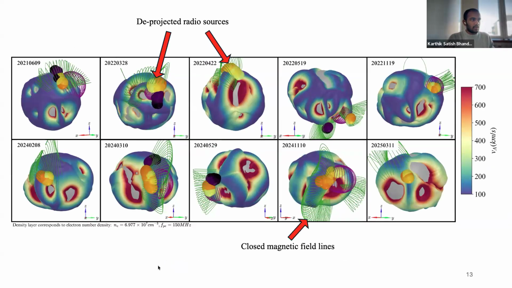We repeat this analysis for 10 different events, and one of the key things that we find is that all these radio sources that are associated with the type 2 bursts lie in the region of low Alfvén speed. And also, what's interesting is that they lie very close to these closed magnetic field lines. And this magenta mesh shows the shocks that were fitted for these events.